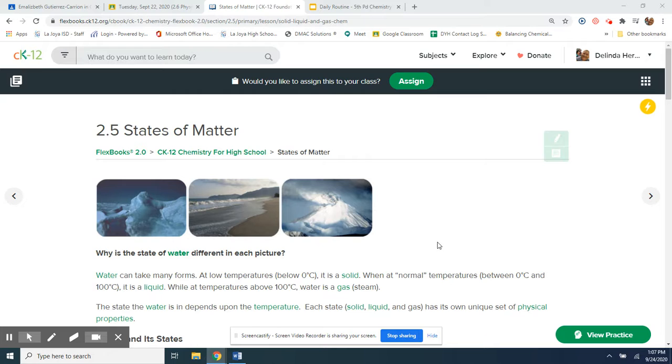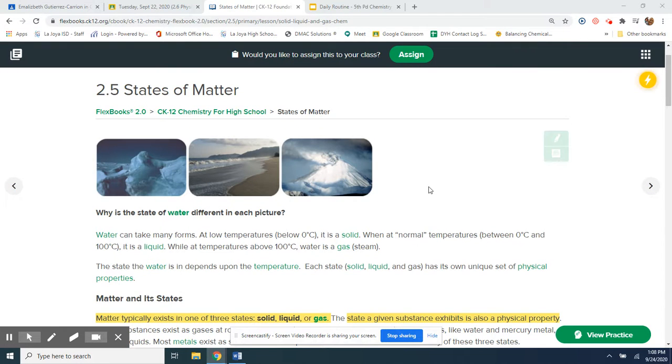We are working on Thursday, September the 24th, also known as 2.5 States of Matter. So let's just jump right in. All right. So the first thing that they put up for us is a question with three pictures. Why is the state of matter different in each picture? And let's analyze what we're looking at.